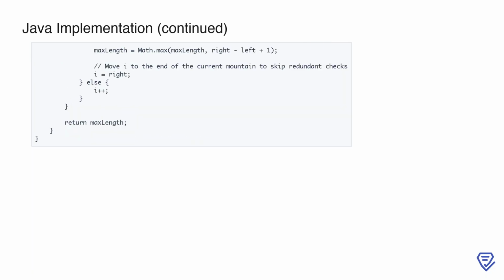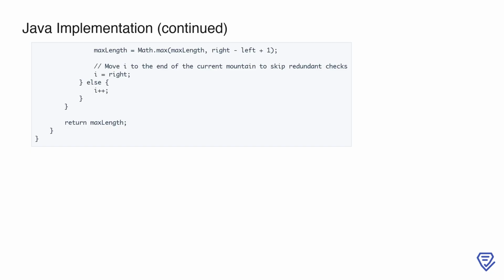Once we have identified the boundaries of the mountain, we calculate its length by finding the difference between the right and left pointers and adding 1. We then compare this length with maxLength and update maxLength if the current mountain is longer. To avoid redundant checks, we move i to the position of the right pointer, which marks the end of the current mountain. If the current element is not a peak, we simply increment i to continue scanning the array.